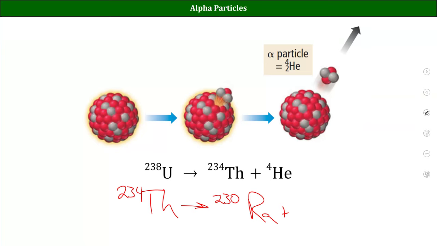plus the alpha particle. The other way of writing an alpha particle that you sometimes see is just the letter alpha with the 4, to say it's an alpha particle, but it is a helium atom as well. So they mean the same thing.